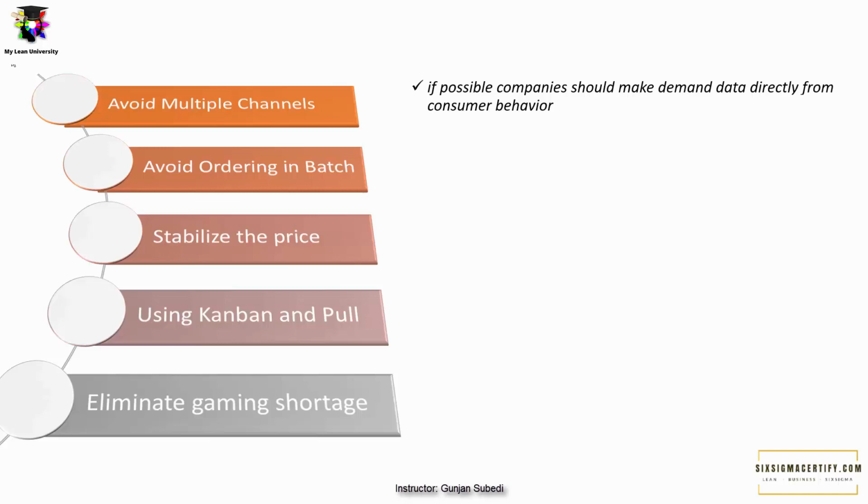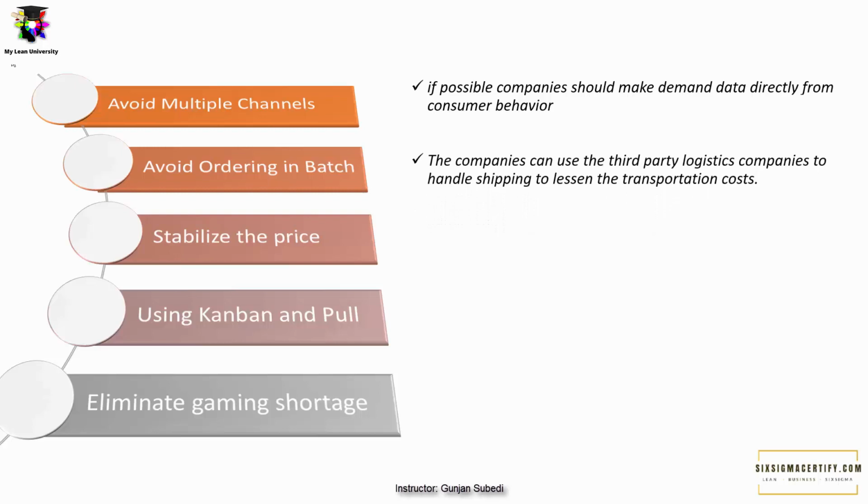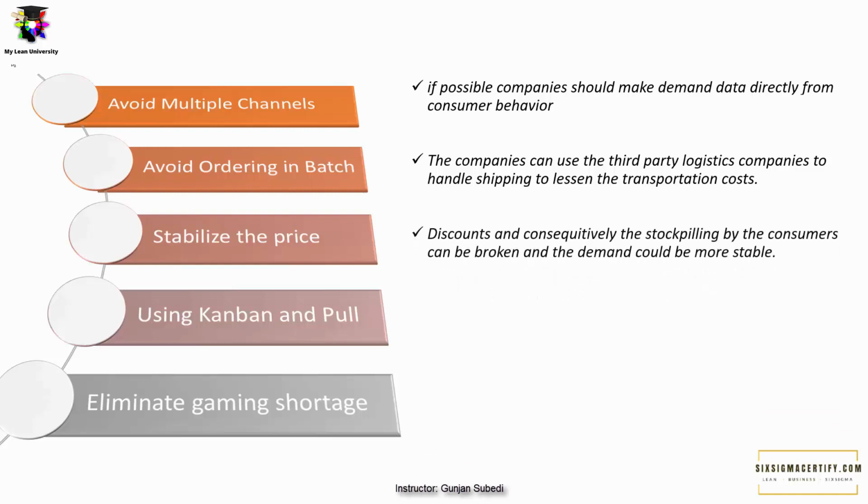Second is by avoiding ordering in batches as far as possible. The companies can use third-party logistics companies to handle shipping to lessen the transportation cost, because generally to reduce the transportation cost, the company orders in big batches. Third is by stabilizing the prices so that the discounts, and consequently the stockpiling by the consumers, can be broken and the demand could be more stable.